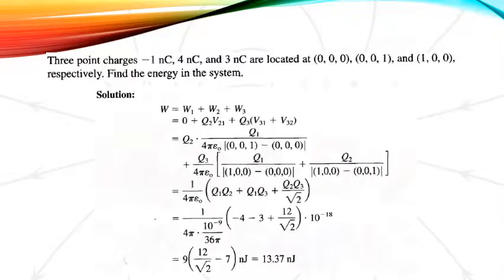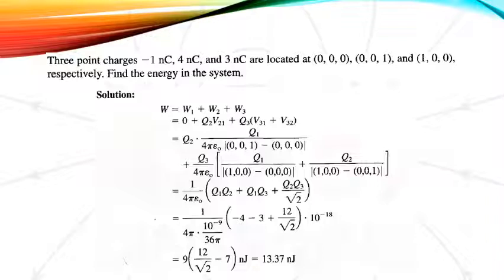See one problem on energy density. Here they have given three point charges located at points (0, 0, 0), (0, 0, 1) and (1, 0, 0). Here we need to calculate the energy in the system. We already know the work done by the point charges, W is equal to W1 plus W2 plus W3. Therefore, W1 is 0 already. W2 from Q2 V21 and Q3 V31 plus V32. You substitute the values here.